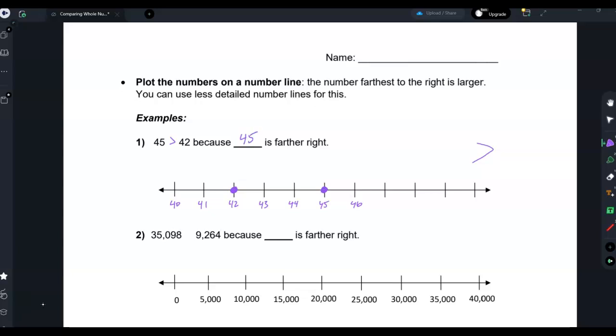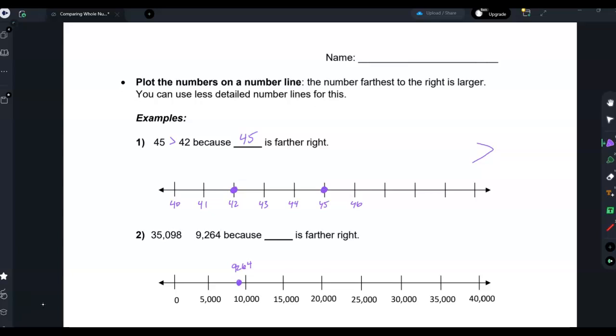So then if we look at the next one, 35,098 and 9,264. So this doesn't have to be exact, right? They've already got increments of 5,000s here. So 9,264, that's going to be close to 10,000, but not quite. Doesn't have to be perfect, but you would just plot a point and label that. You just need to roughly know where it is.